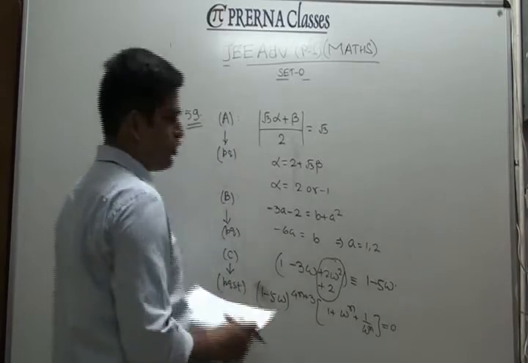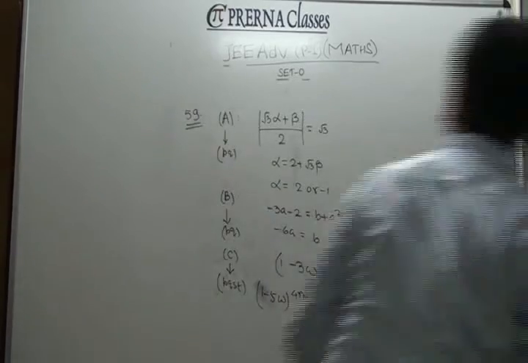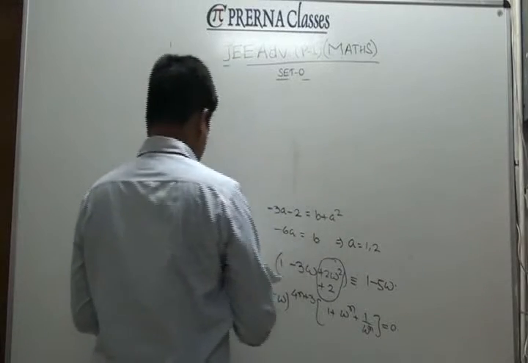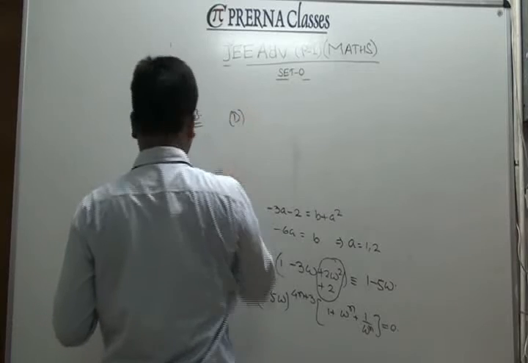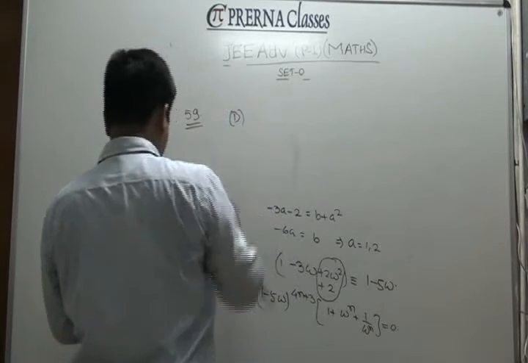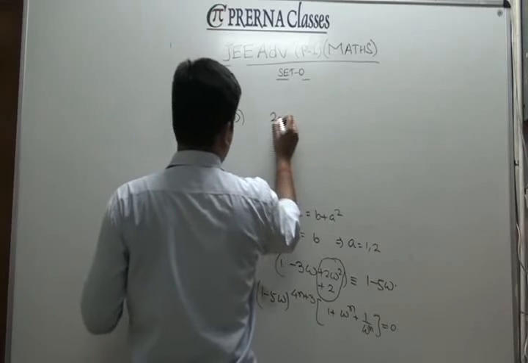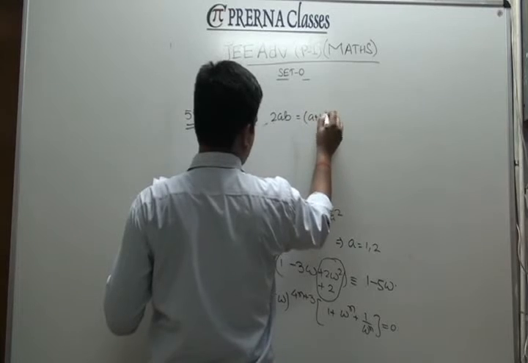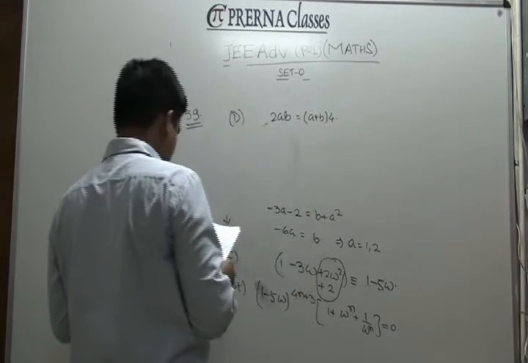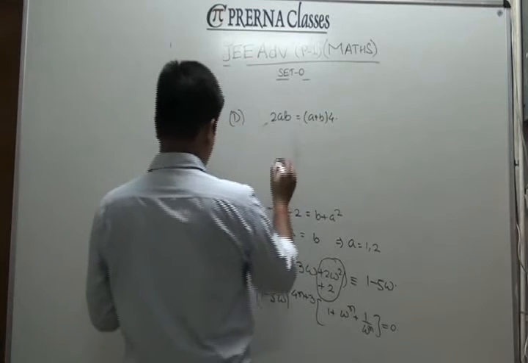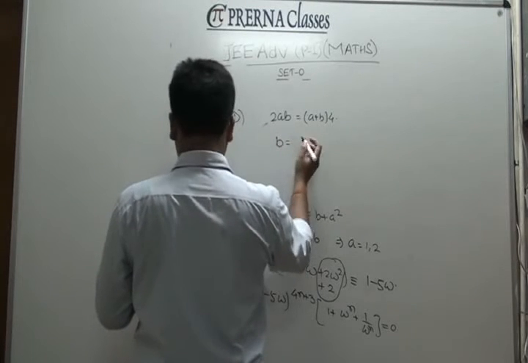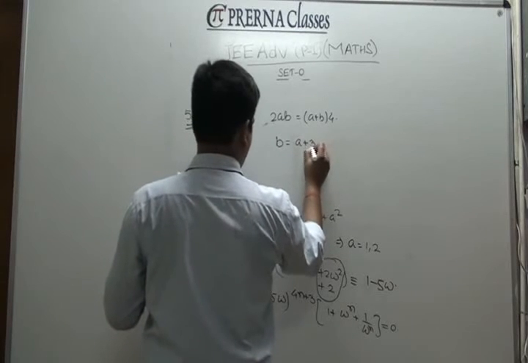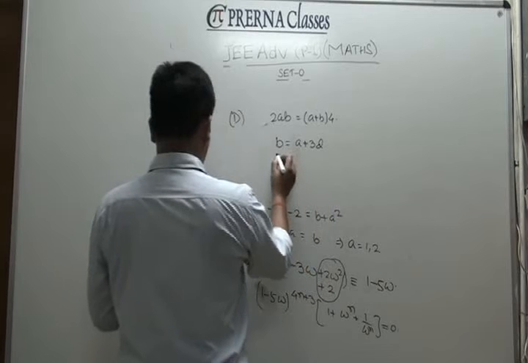We are left with one more option. That is the option D. In the option D, you have this information given, that harmonic mean of two numbers as this, and then you have one information that B is equal to, D is the common difference.